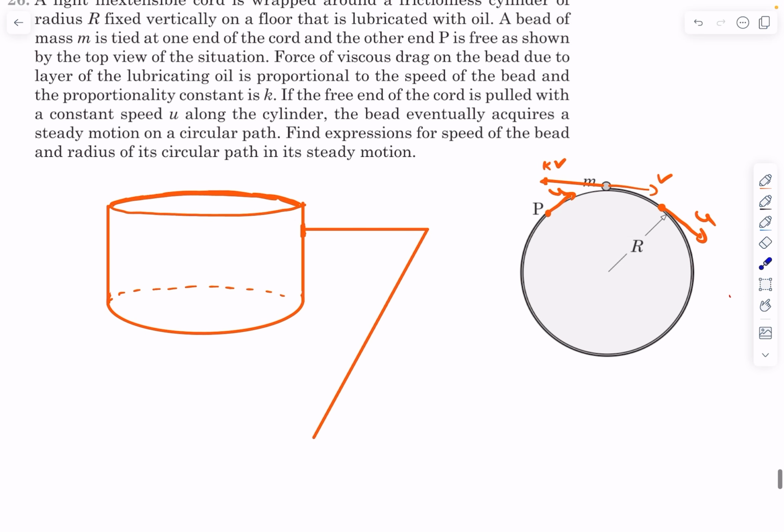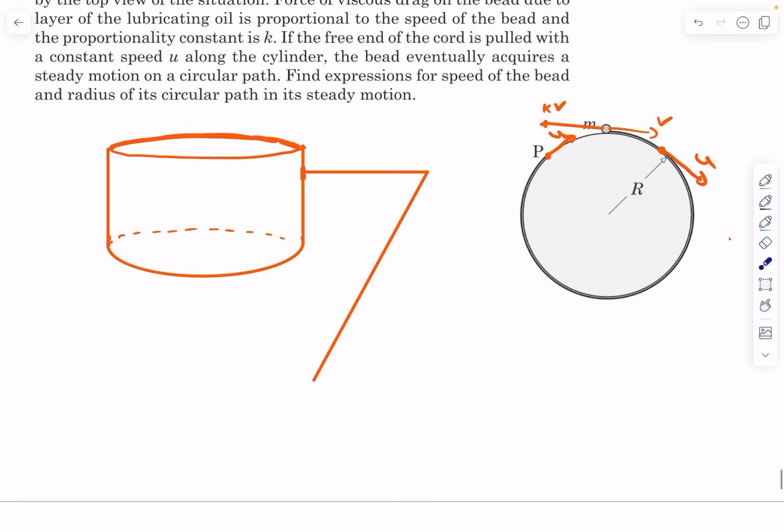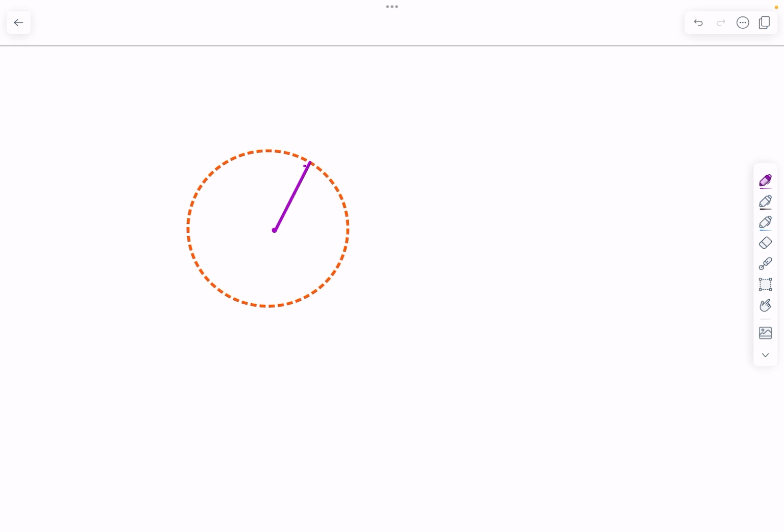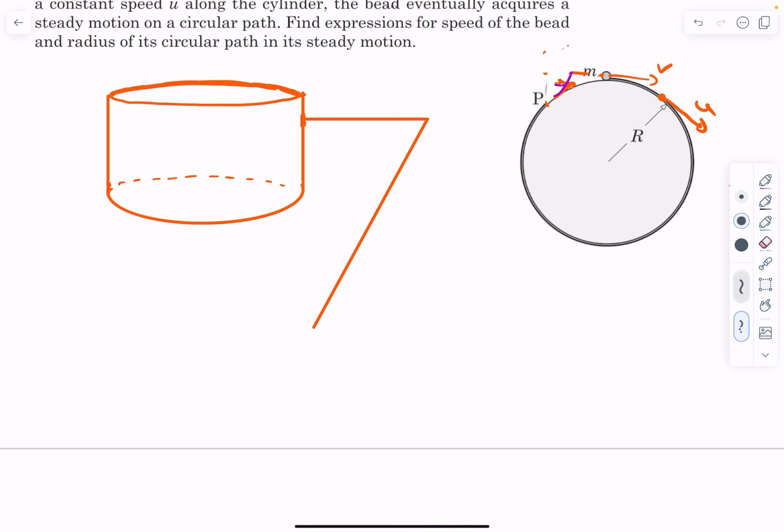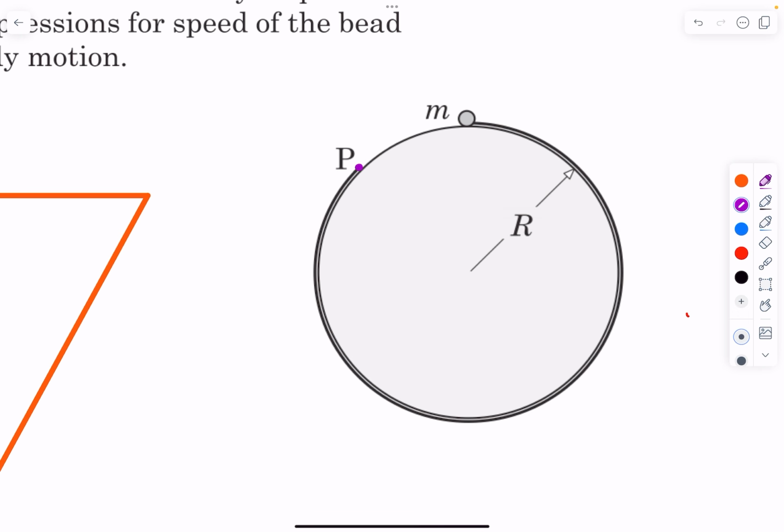So let's draw a diagram and get into the analysis. I'm saying this is my original cylinder. Before we draw a diagram, let's discuss why small m wouldn't move along the cylinder. Once we start pulling the string, at this particular instant, obviously this end will also move with the same speed of u. Now obviously, u is tangential to the path, right? So the mass will actually start moving in this direction.